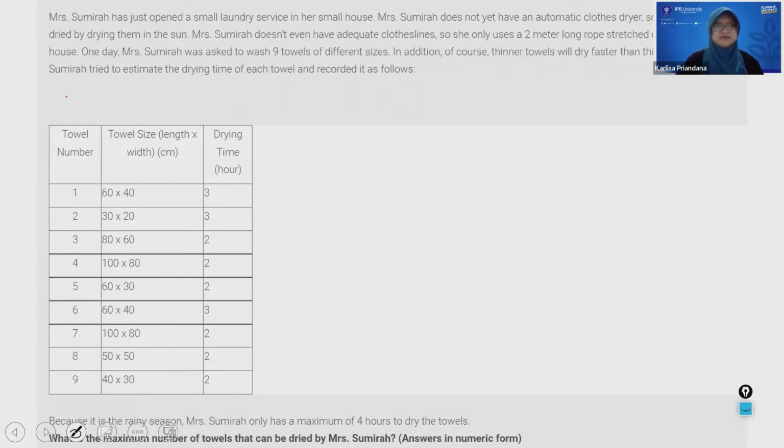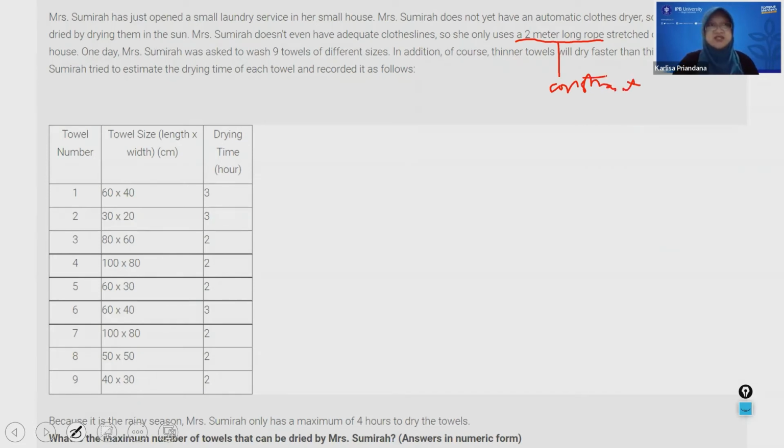Okay, let's move on. This is the last question for rubric 3. Mrs. Sumira has just opened a small laundry service in her small house. She does not yet have an automatic clothes dryer, so the clothes must be dried in the sun. Mrs. Sumira doesn't even have adequate clotheslines, so she only uses a 2-meter long rope stretched out in front of her house. So remember, she only has a 2-meter long rope. You know that this is the constraint, right? I think it's clear that this is the constraint.